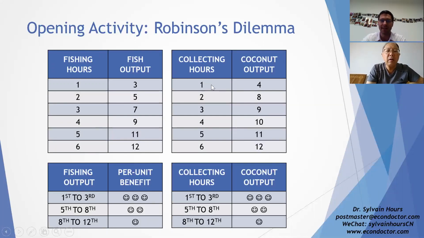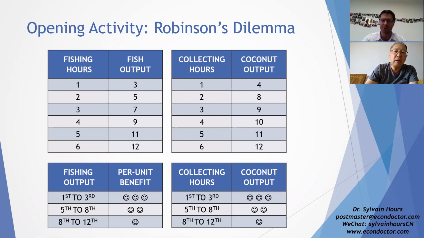The first hour that I allocate to collect coconuts, I can collect 4 coconuts. Second hour, 4 extra coconuts. But then you see that each additional hour that you allocate to collecting coconuts only allows you to increase your production by 1 coconut. So when we draw the production possibility curve, we can expect that it is going to be bowed out to recognize the fact that we have increasing opportunity cost.